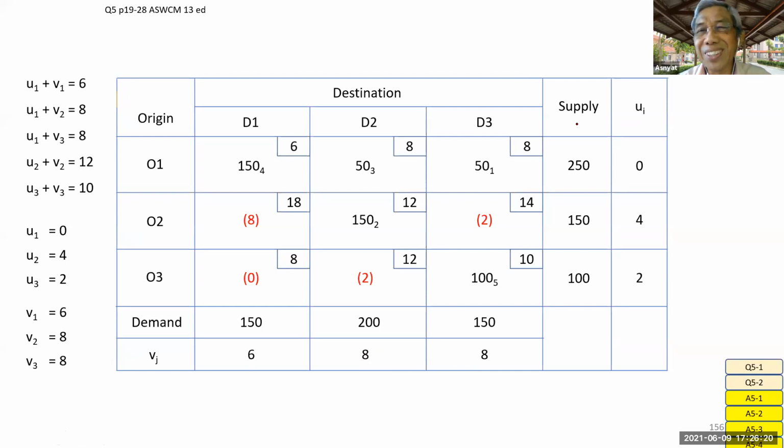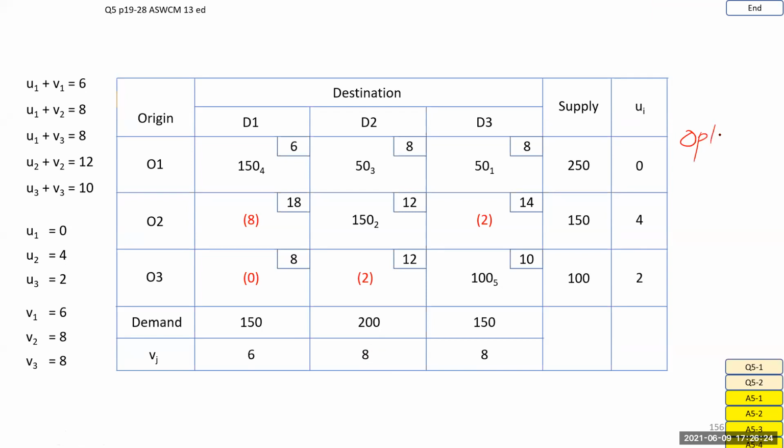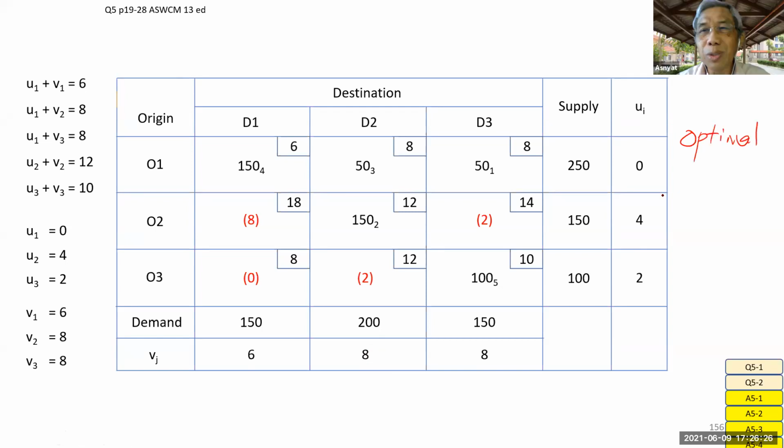Finally, is it optimal? So optimal, right? Yes, optimal. How do you know it's optimal? Eij is greater than or equal to 0.